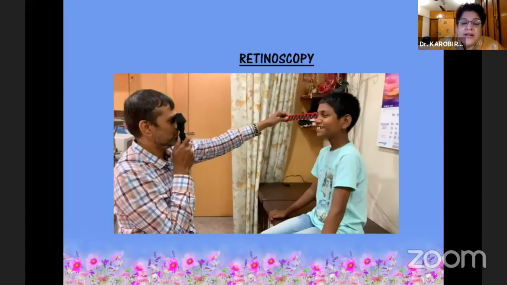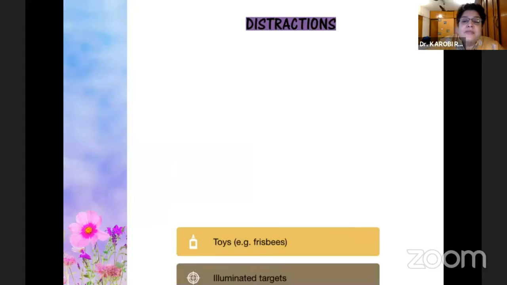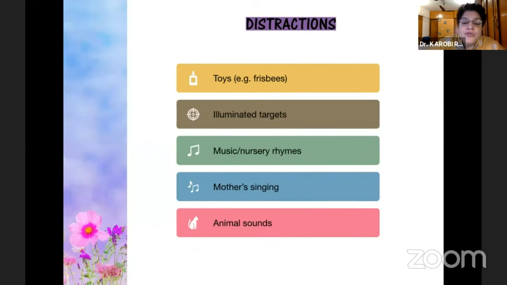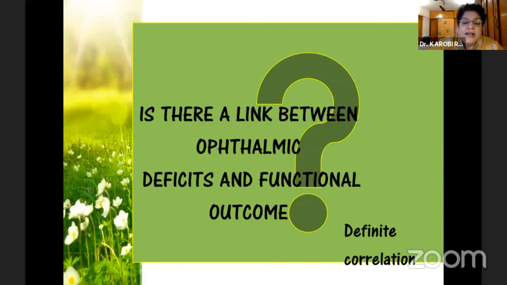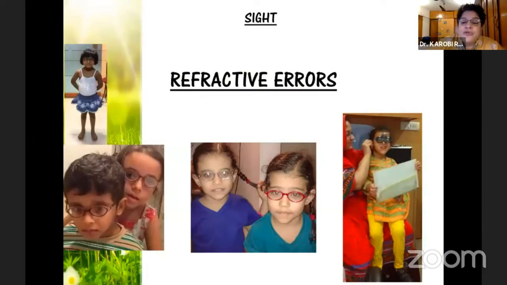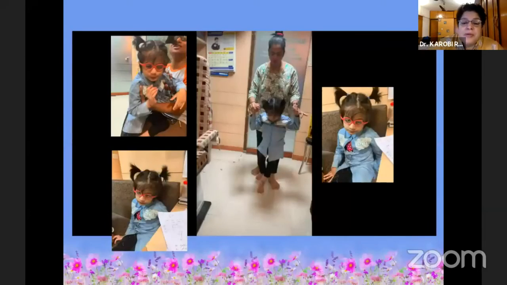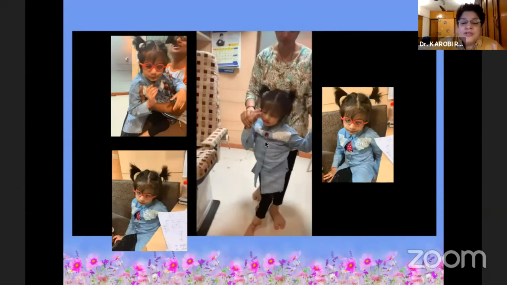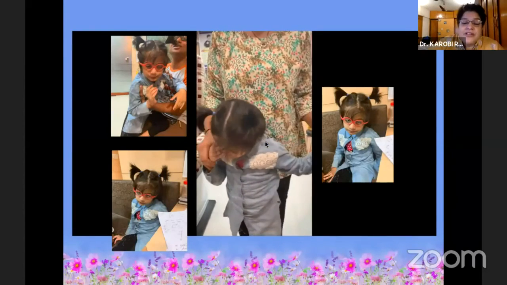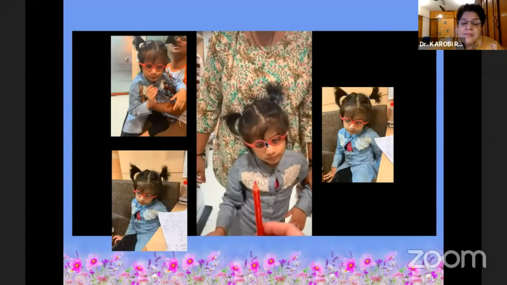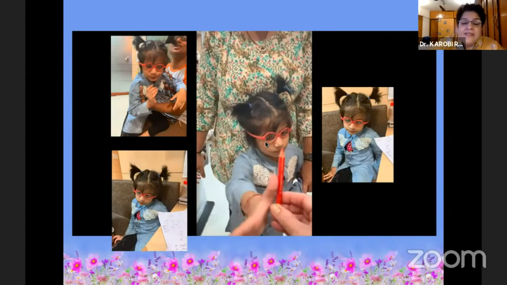So you do a retinoscopy for these children to get their numbers, and you can use any of these toys, illuminated objects, or animal sounds, and you swaddle the child before checking. And you have to do the refractions for these children, give them the proper glasses, and then give them all their rehabilitation. So if you see this child who is walking, after some time you see the child is not looking up, not attentive, but note the difference when you make the child wear the glasses.